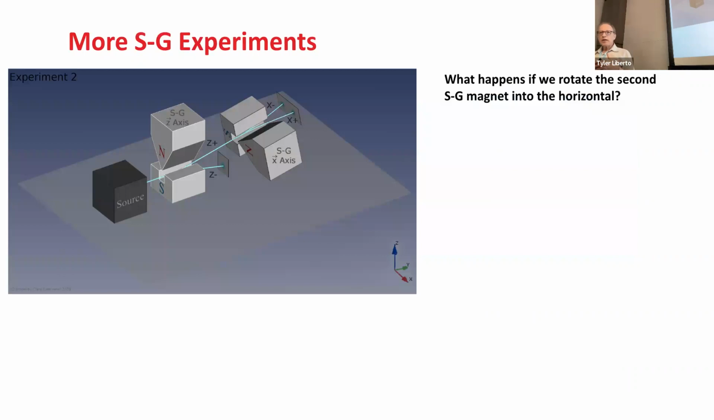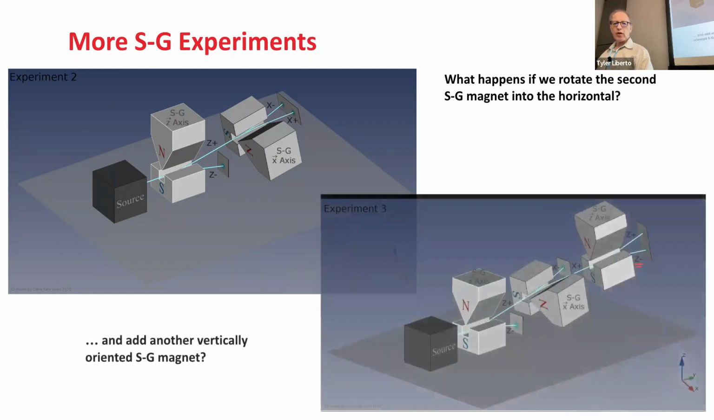So what happens if I rotate the second magnet horizontally? So I'm not measuring anymore in the vertical direction, but now I put it horizontal. So I expect two separate beams, one to the left, one to the right. And that you see actually in this picture over there.